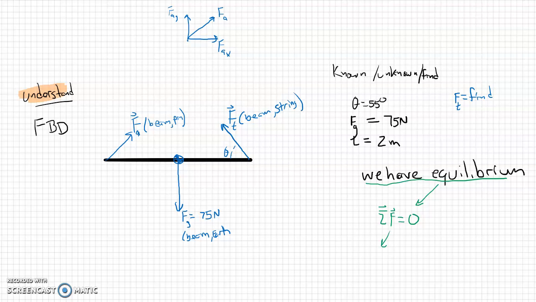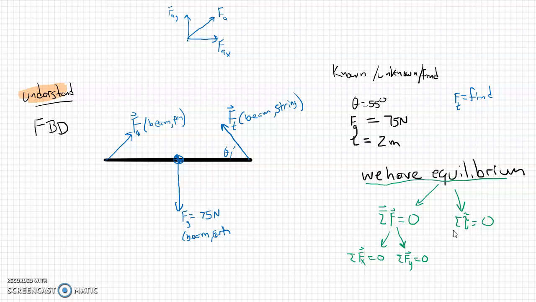And what does this mean? Well, in regards to components, the sum of all the x components has to equal 0, and also the sum of all the y components has to equal 0. So this is the first condition that has to be satisfied to have equilibrium. The second condition is that the sum of the torques about any point has to be equal to 0 as well.